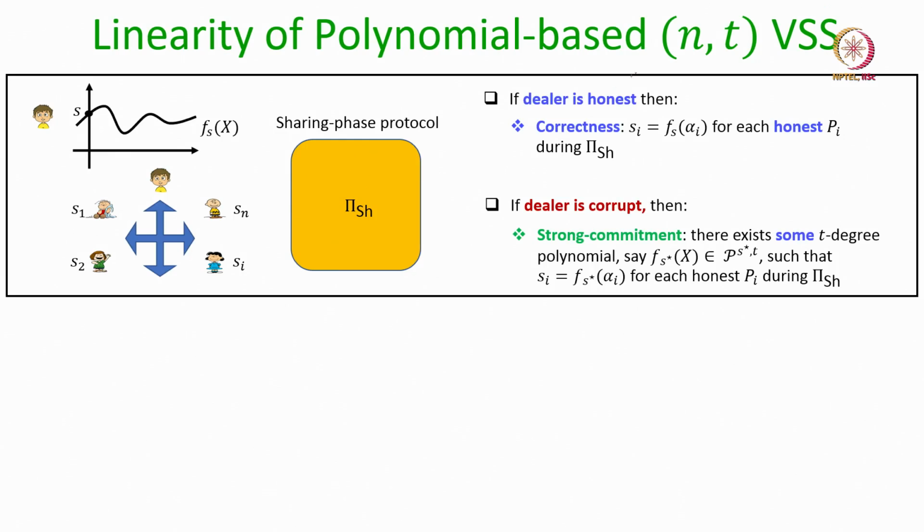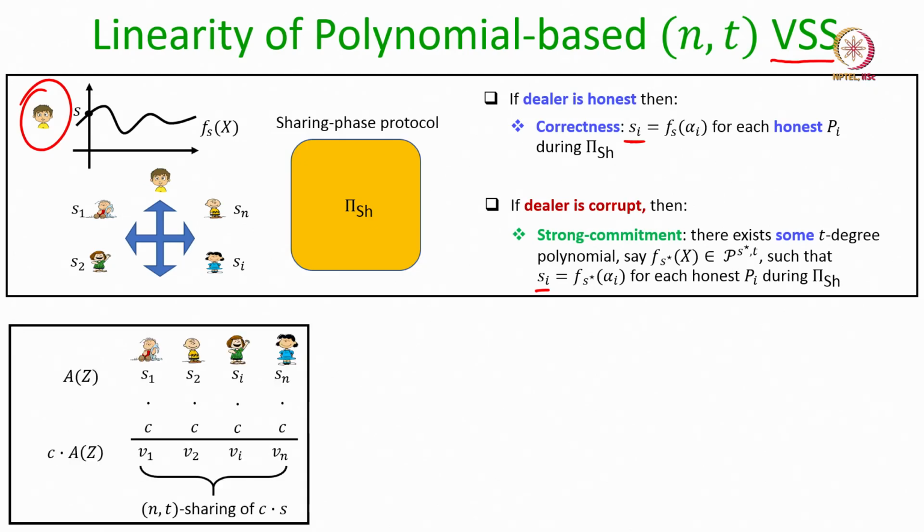So, if we are using any polynomial based VSS scheme, then it guarantees the correctness and a strong commitment property. The correctness guarantees that the shares of the honest parties lie on some t degree polynomial, and the strong commitment property also guarantees that the shares of the honest parties at the end of the sharing phase also lie on a t degree polynomial. That means, if some value is secret shared using this polynomial based VSS, then irrespective of whether the dealer for that sharing instance is honest or corrupt, the shares of the honest parties are guaranteed to lie on some t degree polynomial.